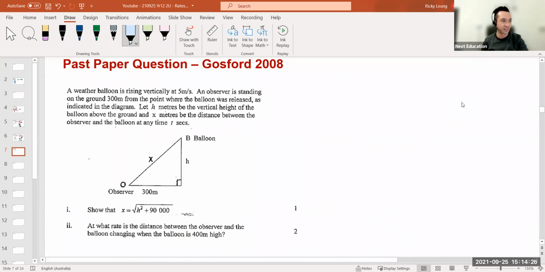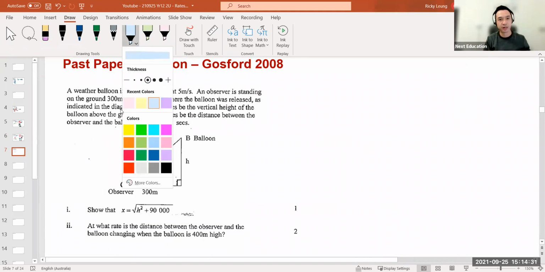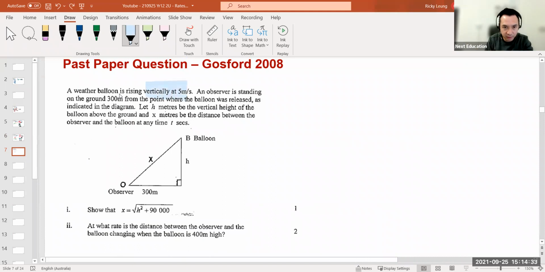So let's see. In this question, you have the weather balloon, right? And it's rising vertically. So the weather balloon's here, it's rising. That's the rise at that. Why is that important? Because this is the rate that it's increasing at upwards. It's the change in the vertical height, which is a change in h. This guy is dh/dt, 5. Yeah? That's important.